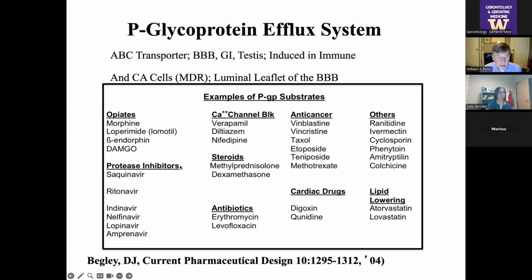So opiates, protease inhibitors, calcium channel blockers, steroids, antibiotics. We talked about anti-cancer drugs already and how that's important to treatment of cancer. Cardiac drugs, a whole bunch of odd things like phenytoin and colchicine and some of the lipid-lowering drugs. And the basic idea to think about this is, some of these are very weak binders to PGP, like morphine is pretty weak, so it still gets in enough to have an effect. Others are very strong, like loperamide, and therefore it doesn't enter.